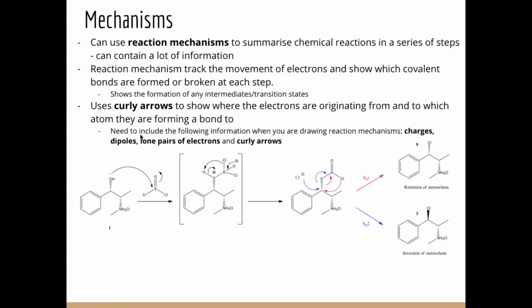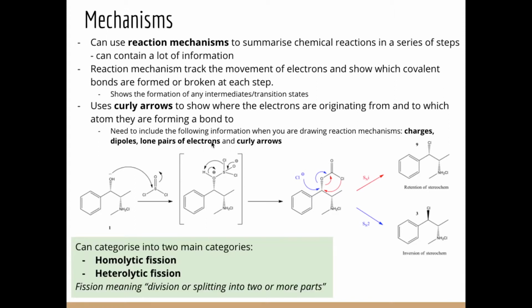And you need to include the following information when we are drawing reaction mechanisms. We need to show any charges on any atoms, any dipoles, the lone pairs of electrons, and the curly arrows showing these bonds being formed and these bonds being broken.